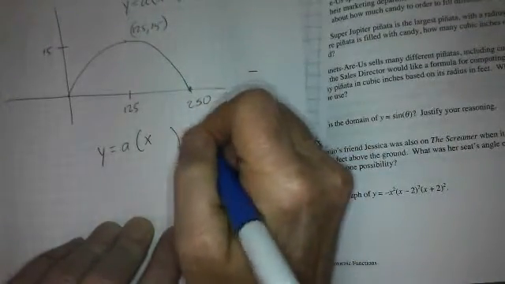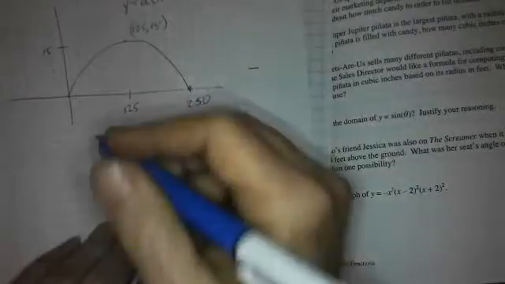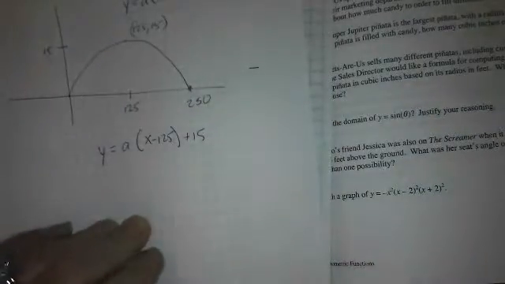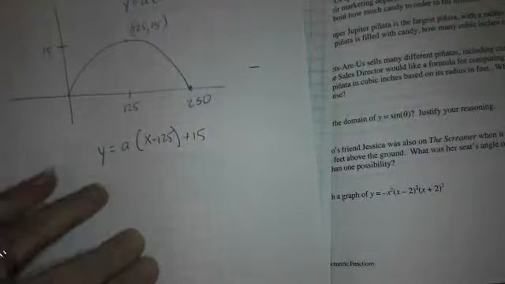K would be 15. And h would be, what, negative 125? Yeah? And then if I wanted to find out what a was, I could use an x and a y. I think that would help, yeah.